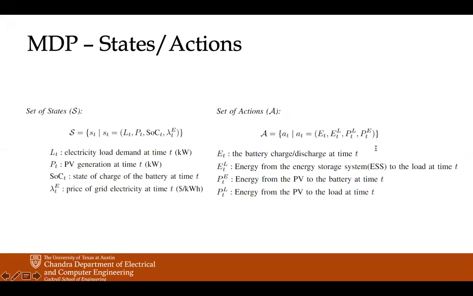We apply the Markov decision process and define the set of states as load, PV generation, state of charge, meaning how much energy we have in the battery, and the price of the grid. And a set of the actions are the battery charge or discharge, energy from PV to the battery, and from PV to the load. When it's charging, E_t is positive and vice versa. Note that the superscript here is the intended destination, where the energy goes, and this subscript t denotes at time t.